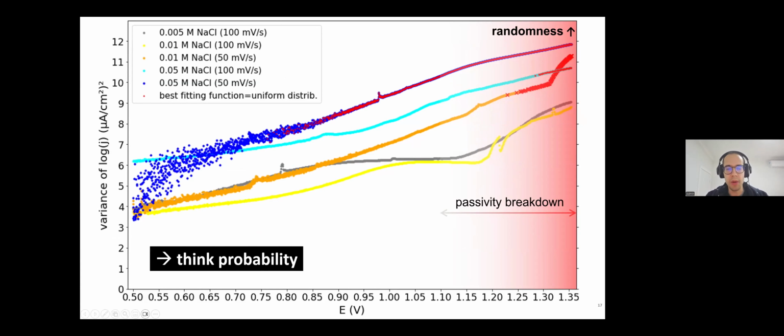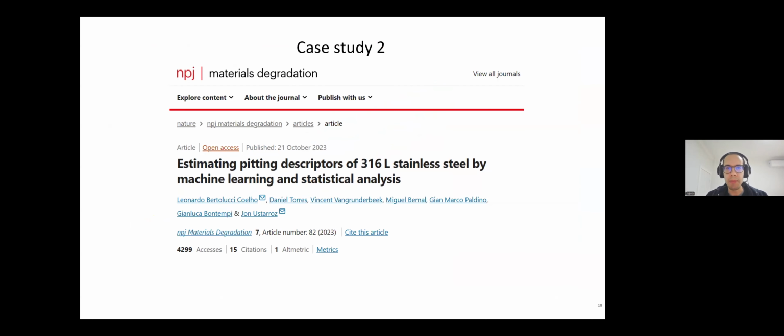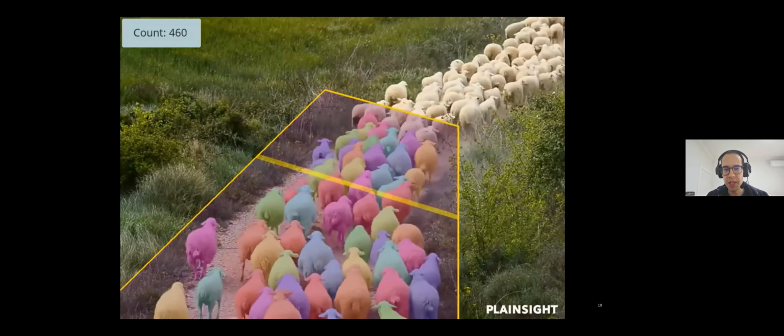So my whole message here is to think probability. We should sometimes question the definitions and try to think of descriptors more as statistical properties rather than point properties as shown in the books. And with that, I think we were more prepared to tackle our machine learning endeavor, which was estimation of pitting descriptors from these polarization curves, from the same polarization curves.